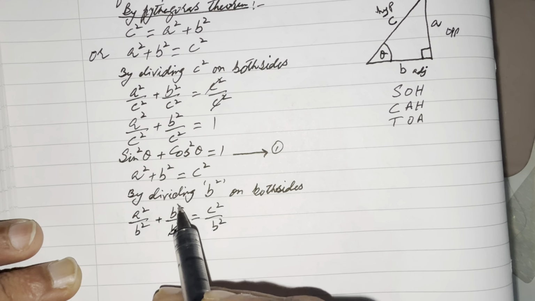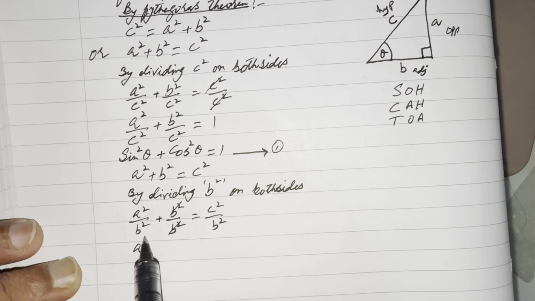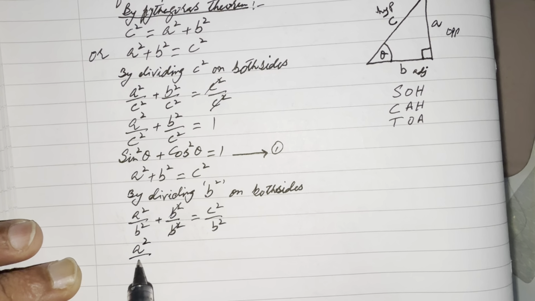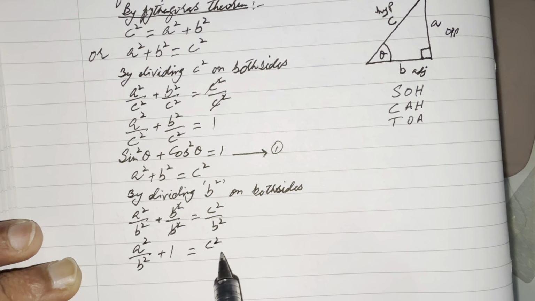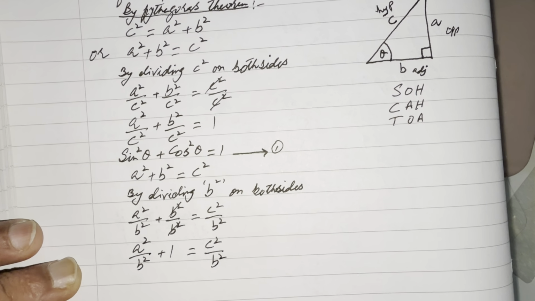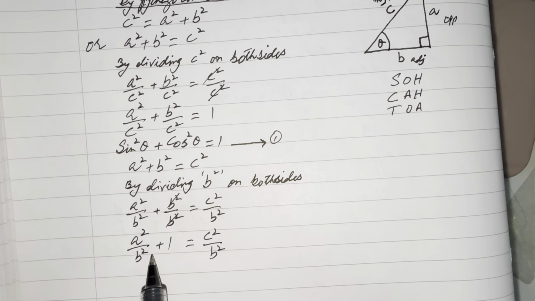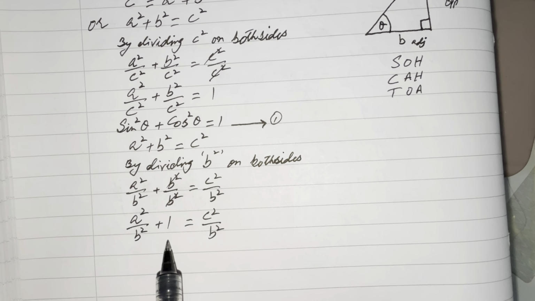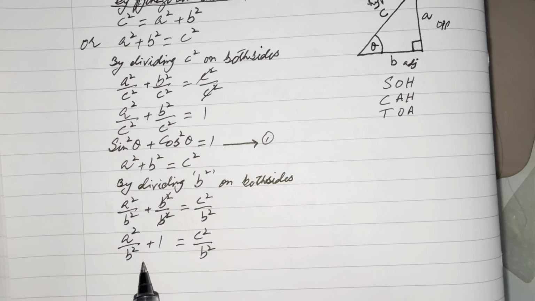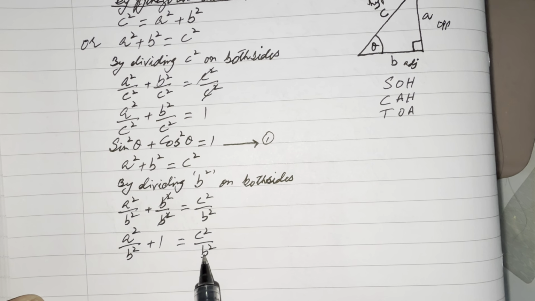So this will be cancelled with this one. So now a square divided by b square plus 1 is equal to c square divided by b square. So that's the way we find the trigonometric identities. So the second trigonometric identity will be a square divided by b square plus 1 is equal to c square divided by b square.